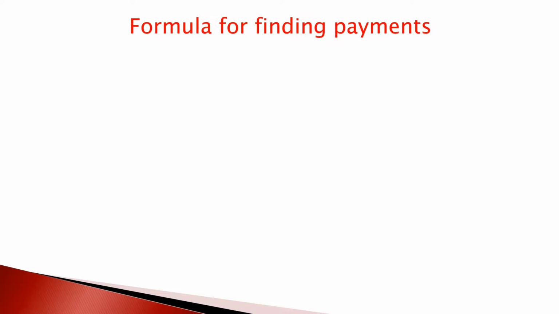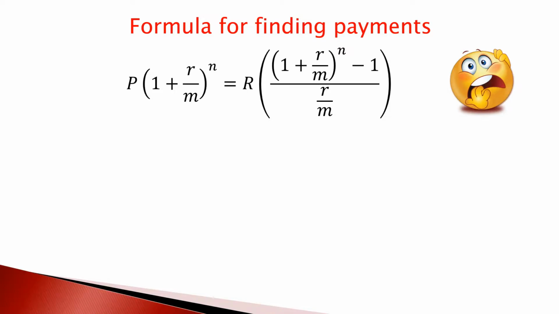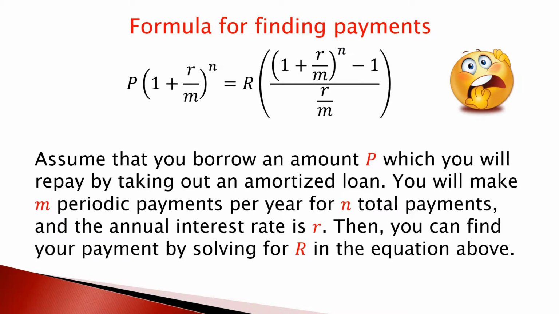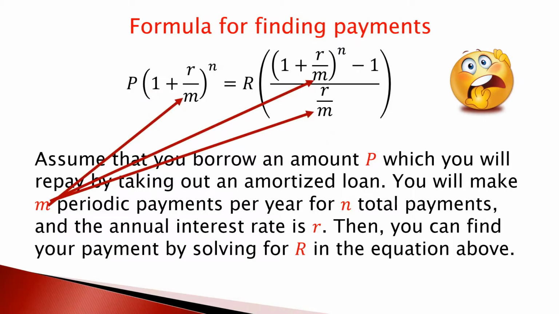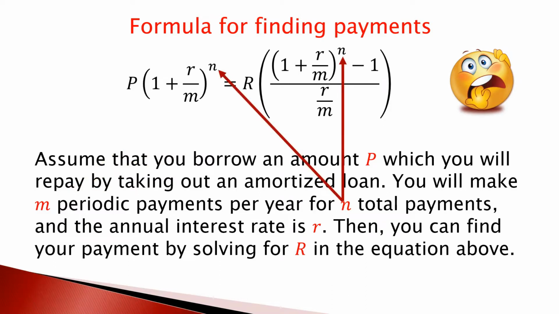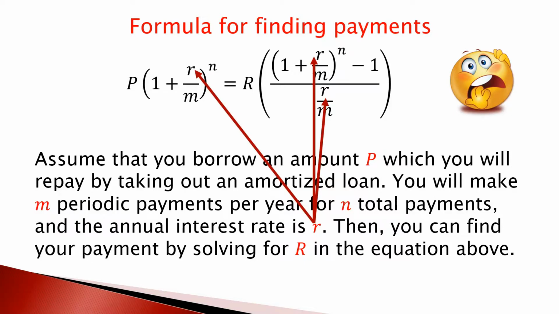Now you're going to see a formula for finding payments. It might look scary in the beginning, but it is really easy to read. Assume that you borrow an amount P, which you will repay by taking out an amortized loan. You will make m periodic payments per year for n total payments, and the annual interest rate is little r. Then you can find your payment by solving for capital R in the equation above.